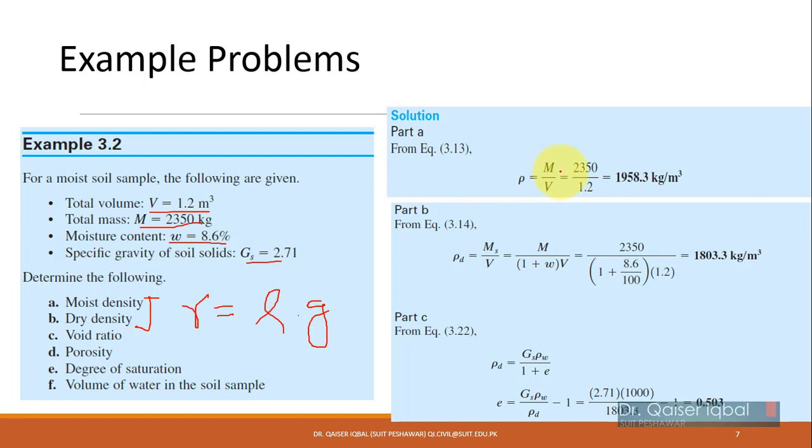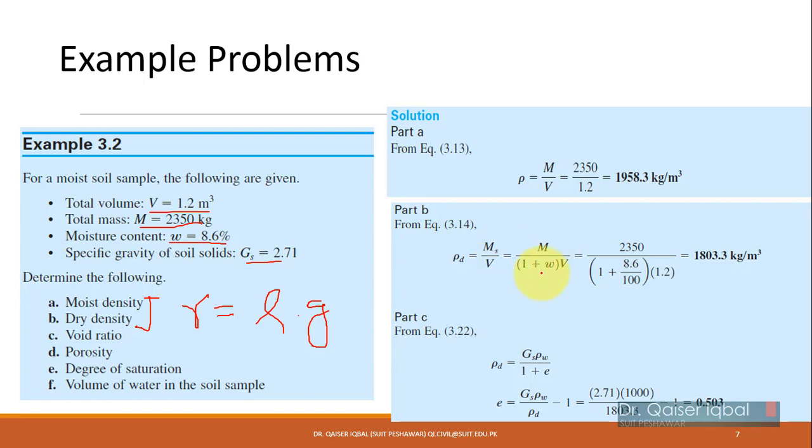Okay, so moving on, your density is equal to mass per unit volume. The mass is provided, 2350 kilograms, divided by the volume, which is 1.2 cubic meters. So your density is 1958.3 kilograms per cubic meter. So we have the answer to the first one, which is the moist density, part A. Now part B is to determine the dry density. Dry density is basically equal to the mass of the soil solids divided by the total volume.